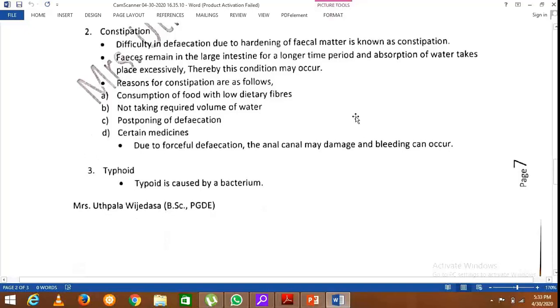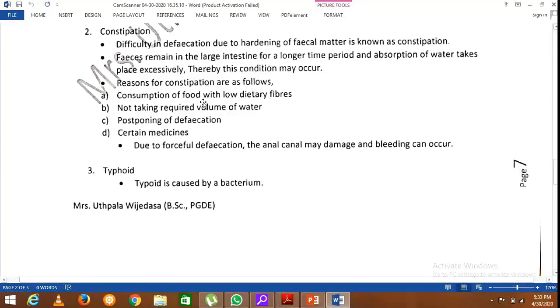So it is the difficulty in defecation due to hardening of fecal matter, or hard stools. The fecal matter remaining in the large intestine for a long period of time leads to more absorption of water. When more water is absorbed, the stools become hard and dry. Thereby, constipation can take place.